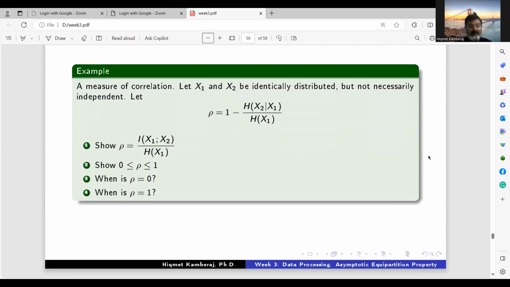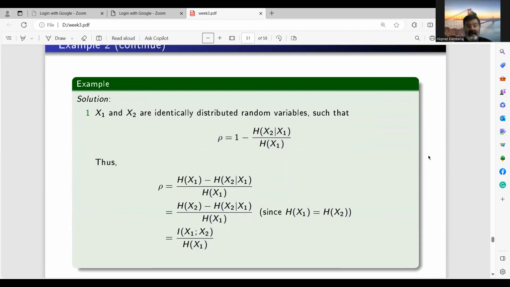A second exercise: consider a measure of correlation. Let x1, x2 be identically distributed, but not necessarily independent. Let's define rho as 1 minus h of x2 given x1 over h of x1. We have to show that rho is equal to the mutual information between x1 and x2 over h of x1. Rho is between 0 and 1. And we have to find out when rho is equal to 0 and when rho is equal to 1.